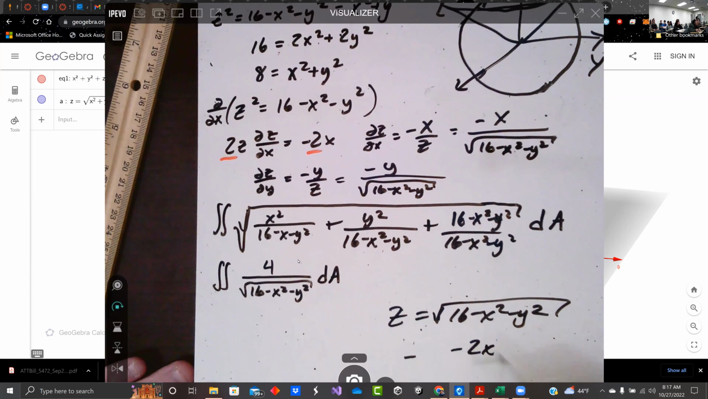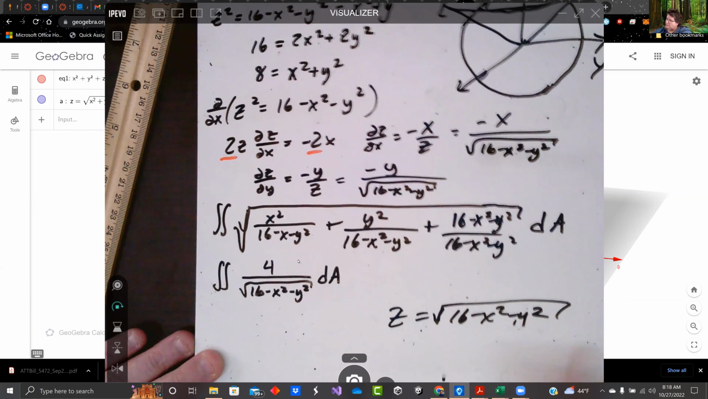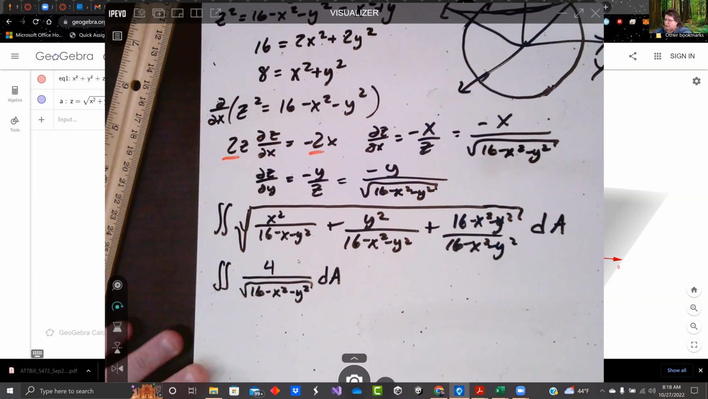Oh, yeah, the 2's cancel. The 2 on the bottom and the 2 on the top cancel, and you got the square root on the bottom. All right, so here we are. I don't really like the way that bottom looks, so let's look at this in polar.